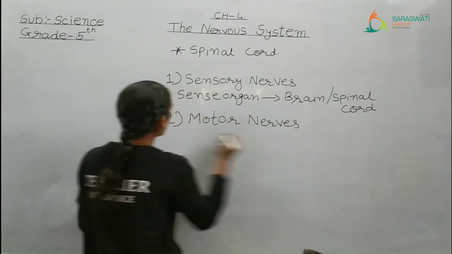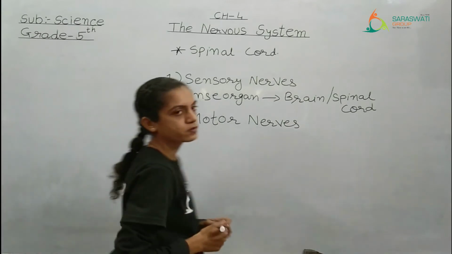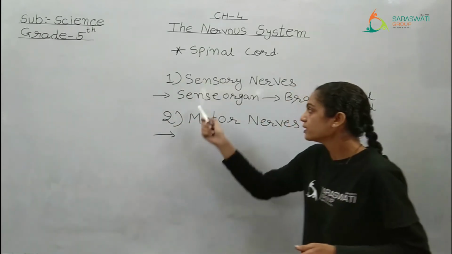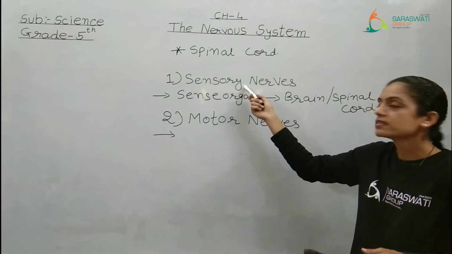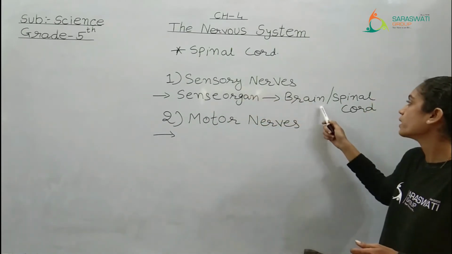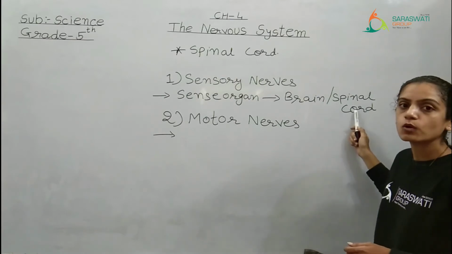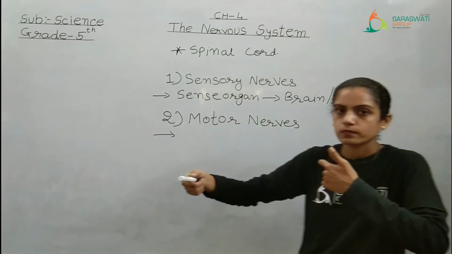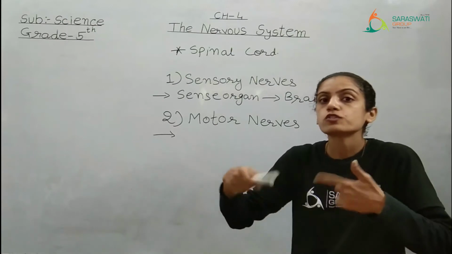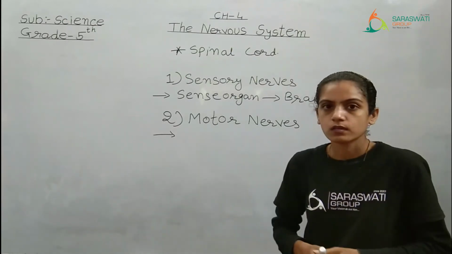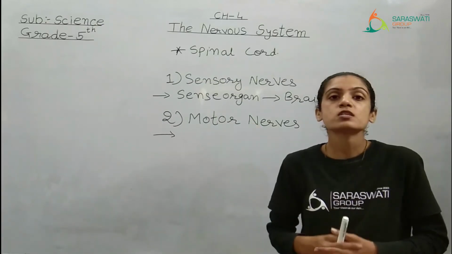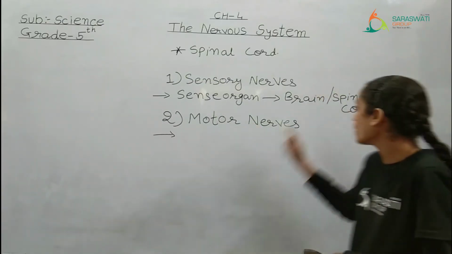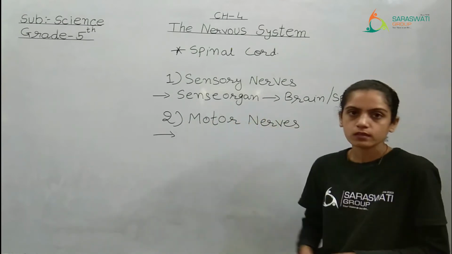It is known as what? Motor nerves. Now, if the sense organ is giving a message to sensory nerves and it has been decoded by the brain or spinal cord, then in return, the brain or spinal cord will also give a message to the organ. Yes? So, which nerve is responsible for carrying the message from the brain or spinal cord to the organ?